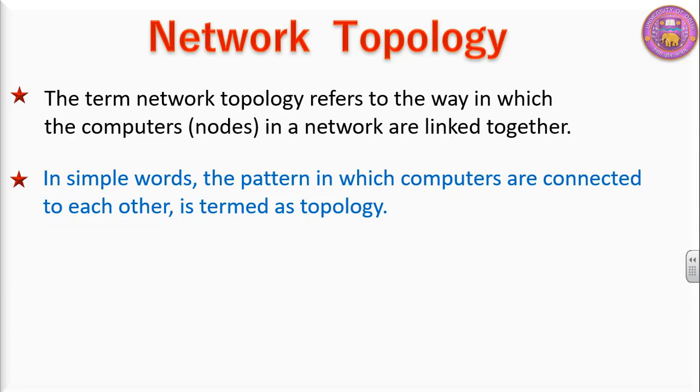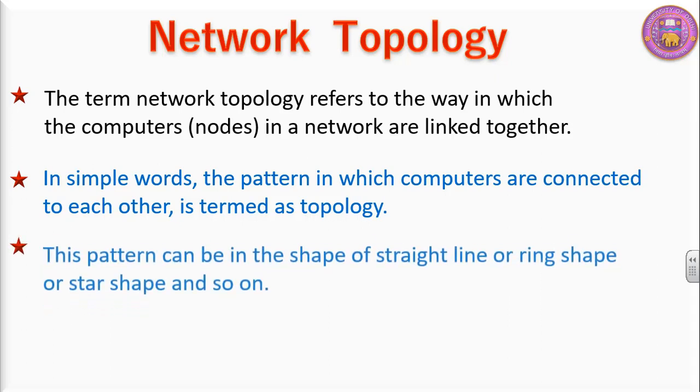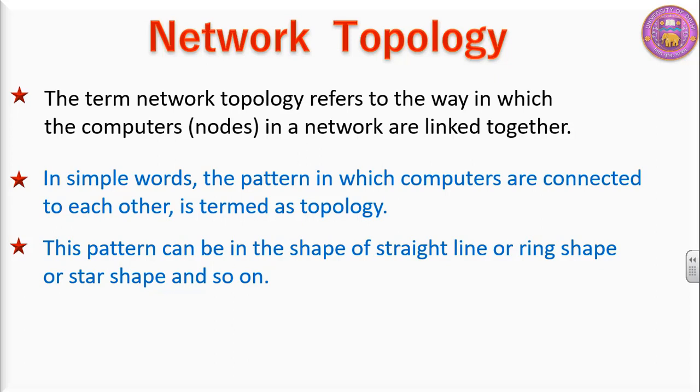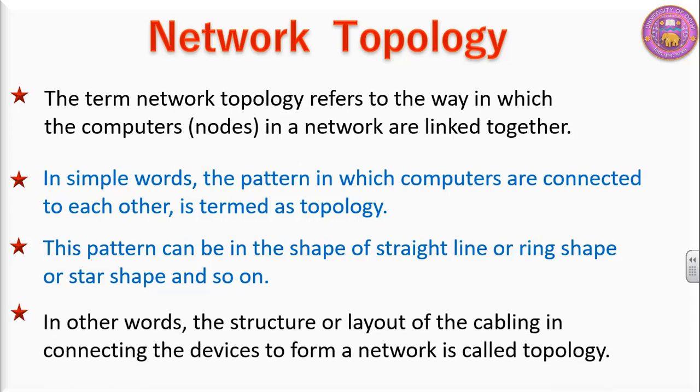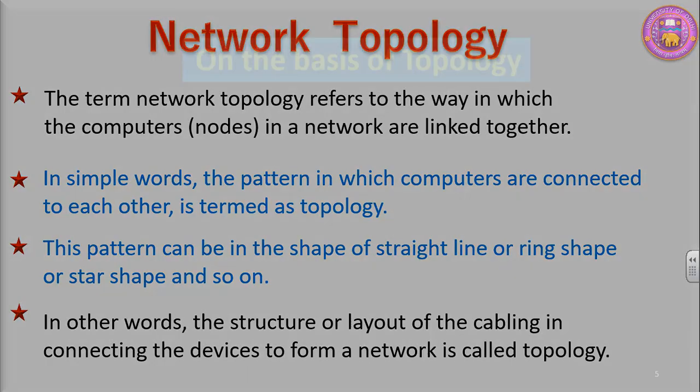In simple words, the pattern in which computers are connected to each other is termed as topology. This pattern can be in the shape of straight line or a ring shape or star shape and so on. In other words, the structure or layout of the cabling in connecting the devices to form a network is called topology. The way we have laid down cables to connect devices is termed as topology.